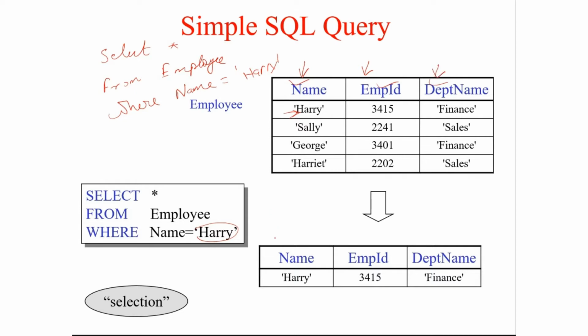As a result, you would get one small table, a smaller table as compared to the big table, and it will contain only the selective information about Harry. I don't want Sally's information, Harriet's or George's information. I'm interested only in Harry's information. So here is Harry's record.